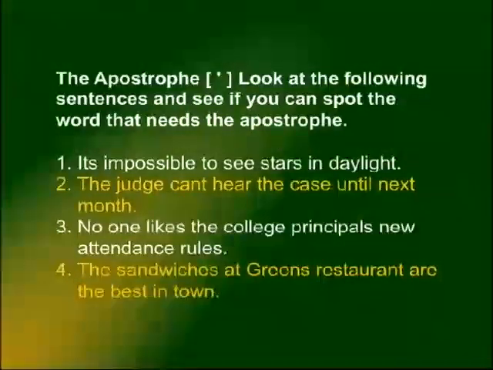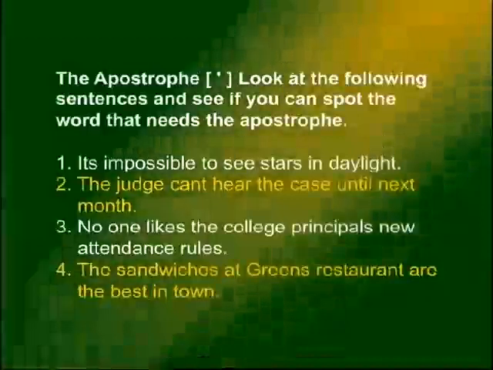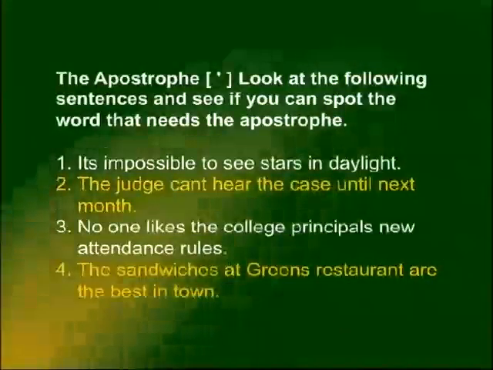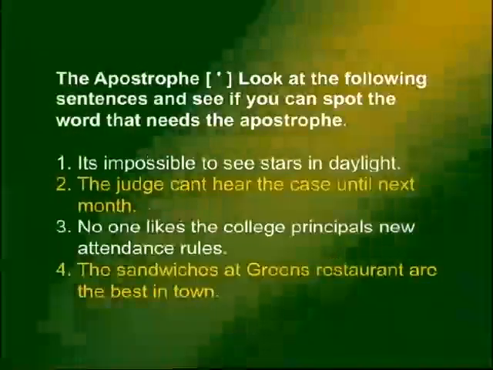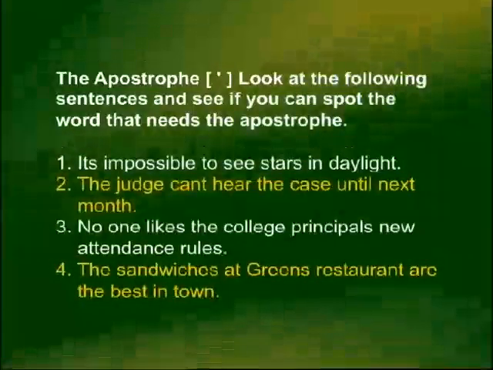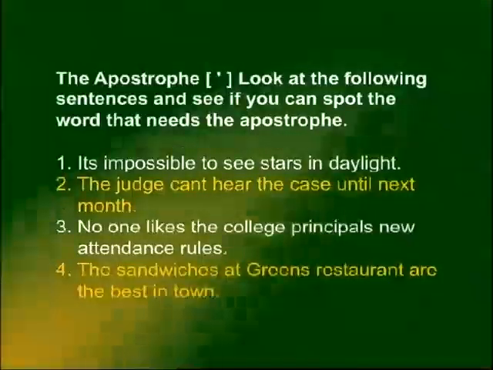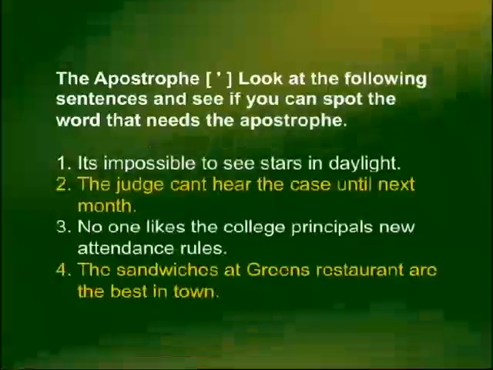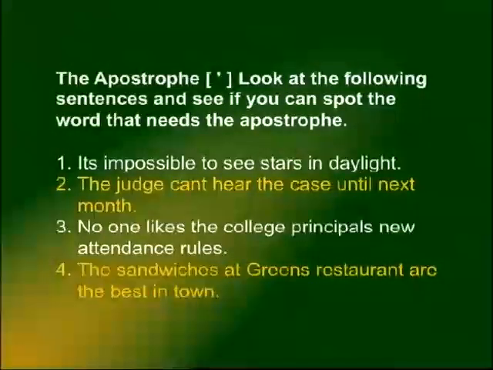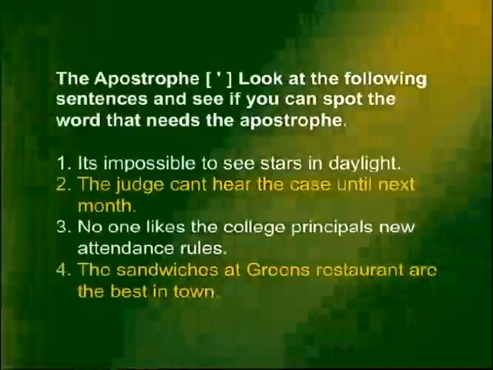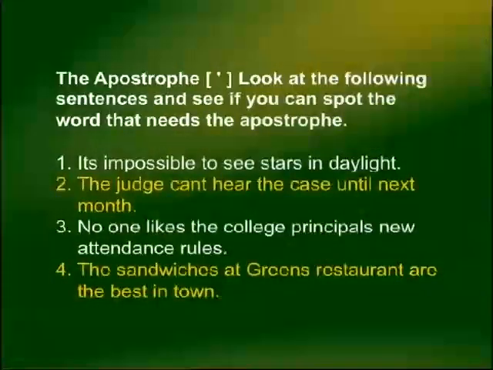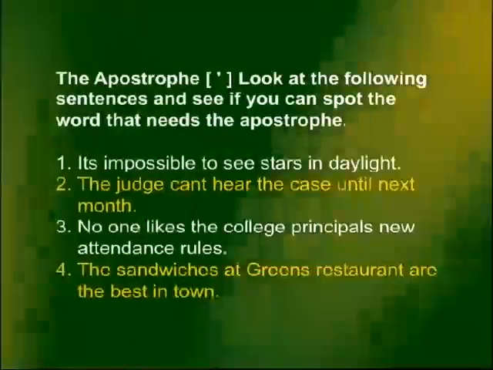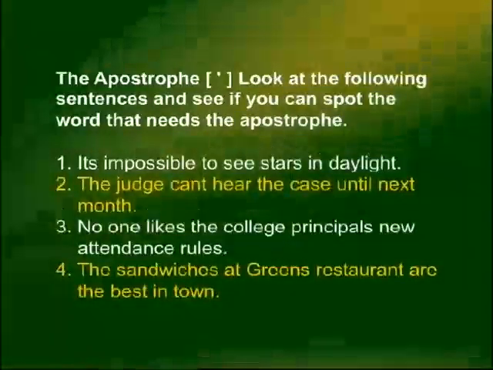Number 2, the judge can't hear the cases until next month. And you notice that the word can't, you will put an apostrophe between the letter N and T. Can't is the contraction of the word cannot. The apostrophe shows that 2 letters, N and O, have been left out.